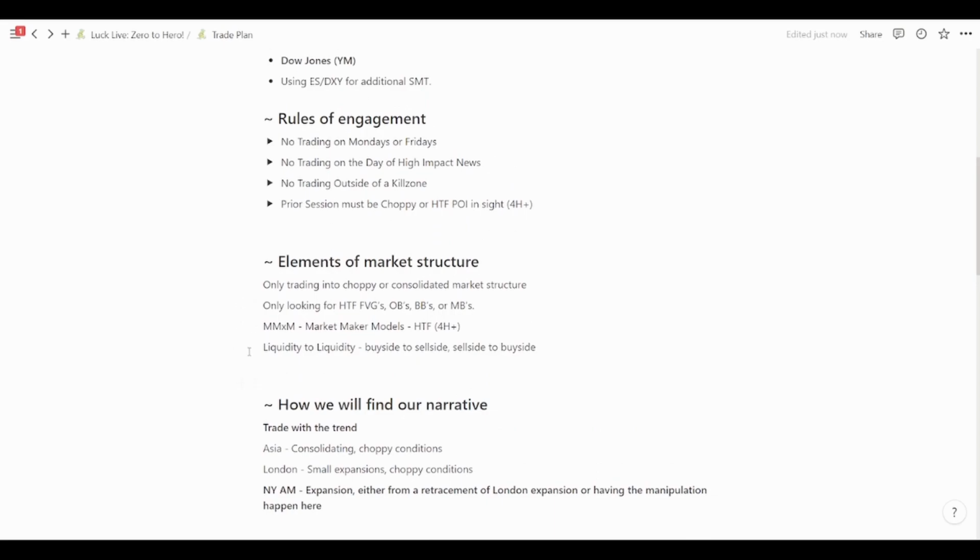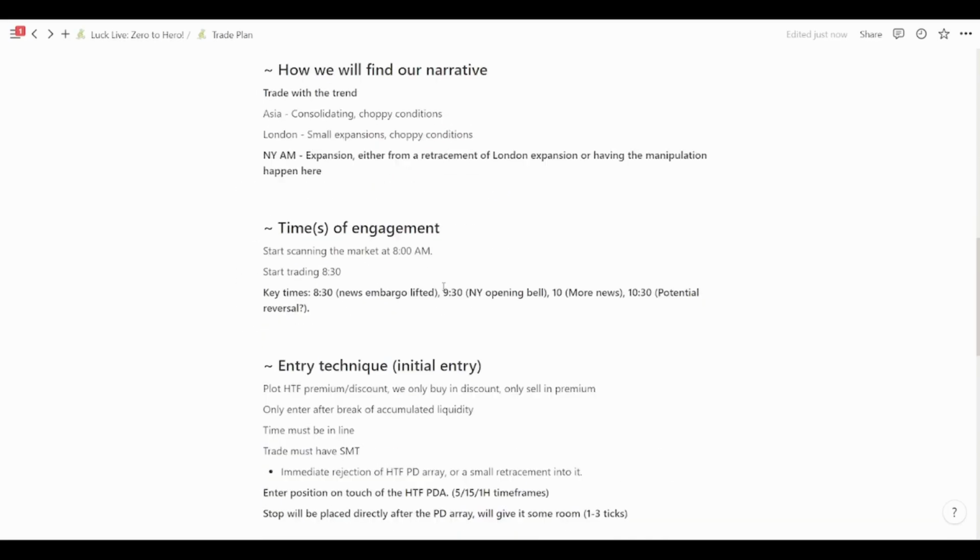Elements of market structure we're going to be using is just purge and revert. So liquidity purge, liquidity revert. We're going to be trying to go from buy side to sell side to buy side. We're going to be using higher time frame market maker models to analyze the market. I'm going to put 1 hour and up, because sometimes you can get a nice 1 hour market maker model as opposed to a 4 hour. Sometimes you're not seeing it. And then we're only entering off of fair value gaps, order blocks, breakers, or mitigations.